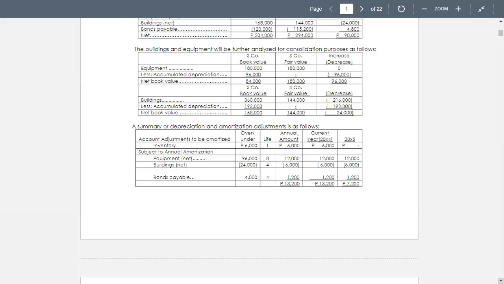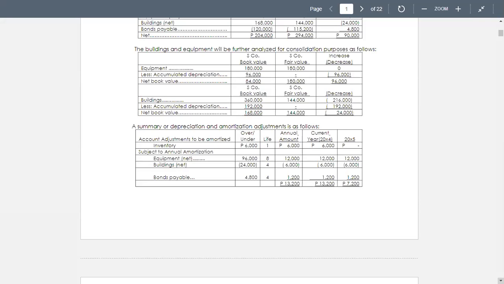Now, for the annual amortization, the equipment, the undervaluation is 96,000, and the remaining life of the equipment is 8 years. So in other words, the annual amortization will be 12,000. So for the current year, it's 12,000. For 20x5, it's still 12,000. The 12,000 will run for 8 years.